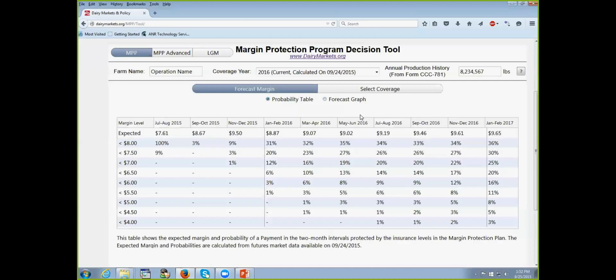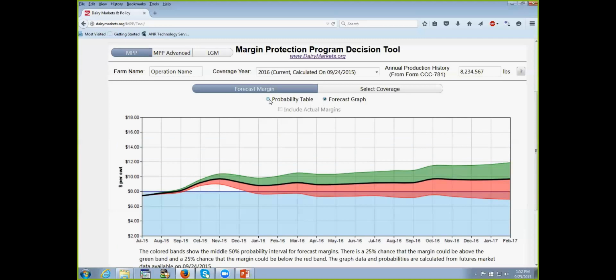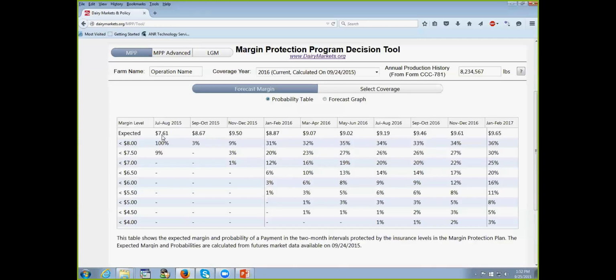All right, so if we look at the probability table, same information as this, just in table form, okay? And so what this is saying is, let's look at 2016. The expected, here's where the futures are, 887, 907, so up to $9.50. That's an above average margin.